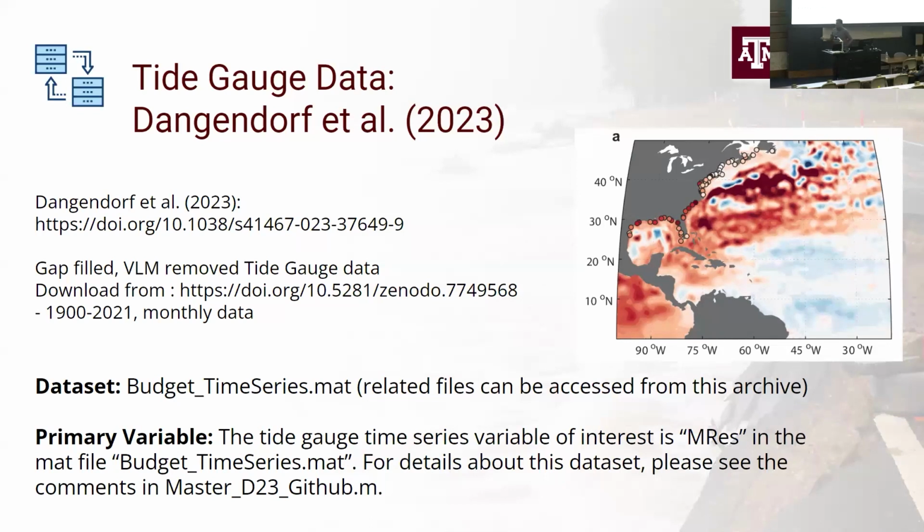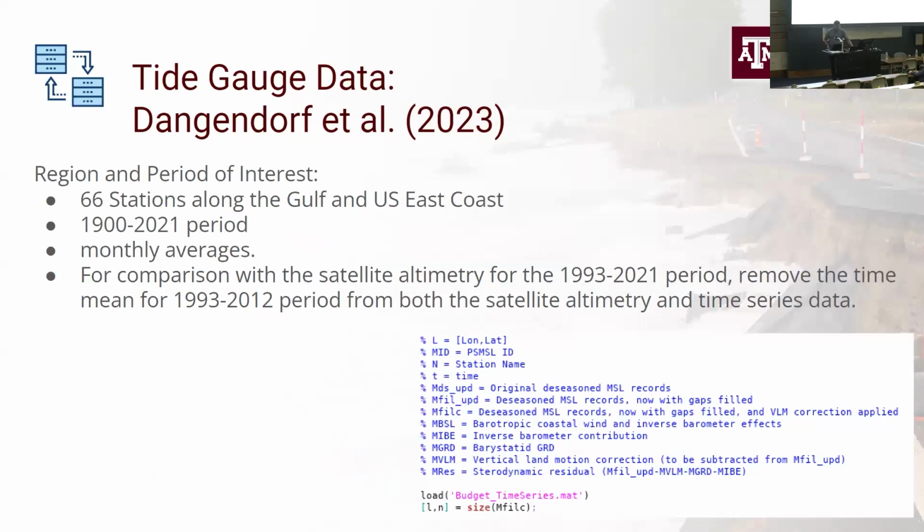Here is the publication related to the data set, and here is the data itself. This data is in MATLAB format as a .mat file, and they also provided some MATLAB programs to handle the data. They have several different variables, and the variable of interest here is the sea level anomaly. These are only the contributions from the water circulation. If you're interested in other variables, you can also take a look at those.